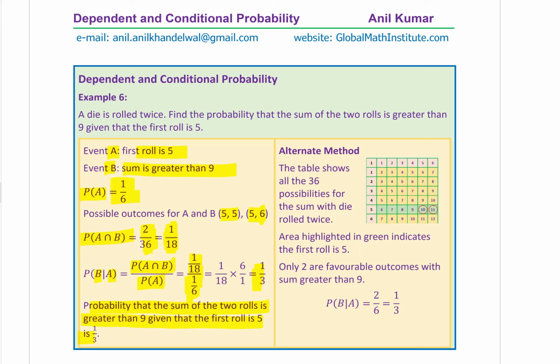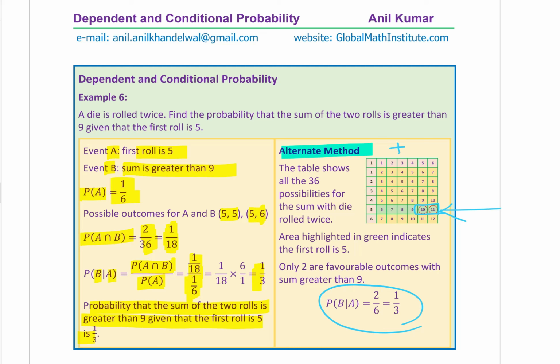Correct? Now, let's look into the alternate method where we will redefine a sample space. We know that the first roll is 5. You get the idea, right? So that is our first roll. Do you see that? So we have these two dice. Twice we are throwing it. We are looking for a number greater than 9 when you add it up, right? So there are only two ways to get it out of 6 possibilities. So therefore, 2 out of 6 or 1 out of 3 is your answer.